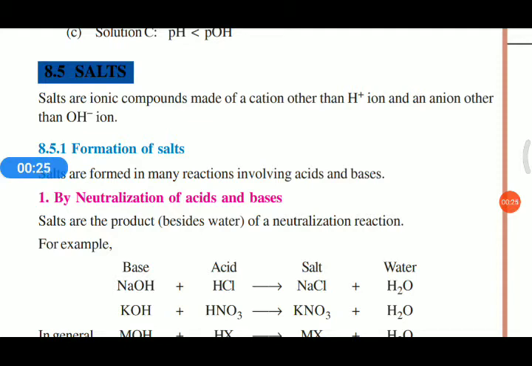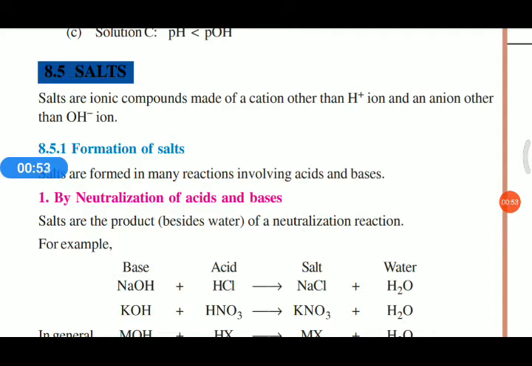We already studied about cation and anion. Cation is what? An ion is a charged particle. We studied that in our 5th standard, in the previous chapter. Ions are charged particles. Cation is the positively charged ion and anion is the negatively charged ion.